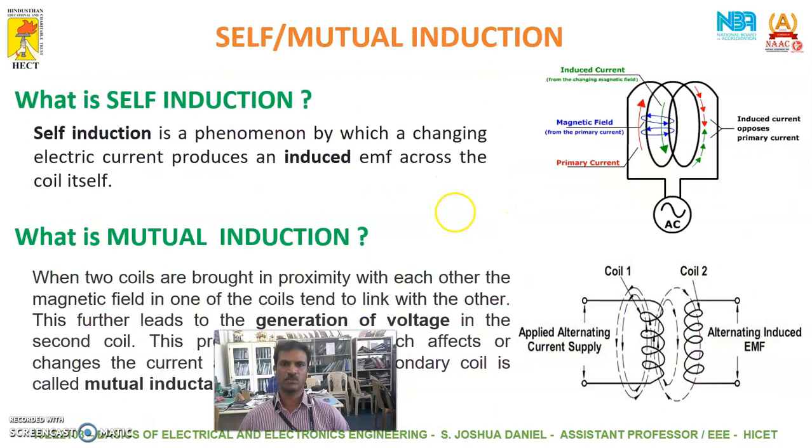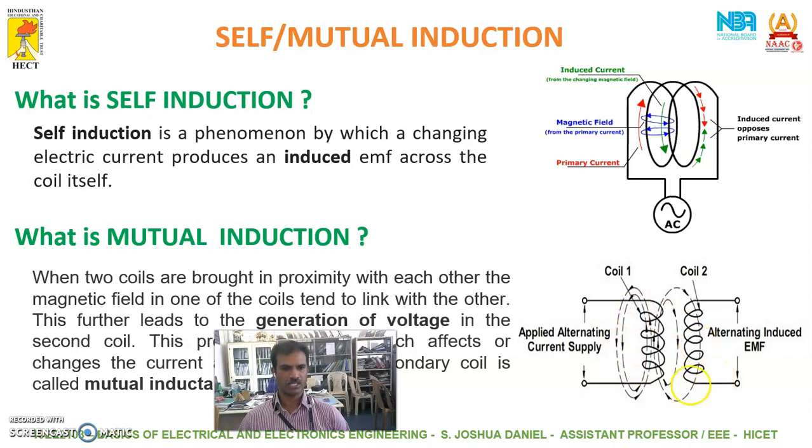So next we'll see what is self-induction. There is a primary coil and there is a secondary coil. If current flows in any conductor, there are magnetic flux lines, and if they cut the same conductor, you can see in coil 1, EMF is induced. That is called a self-induced EMF, or due to self-induction.